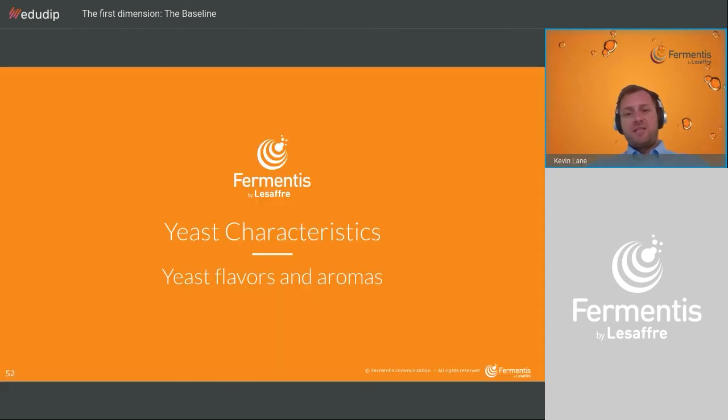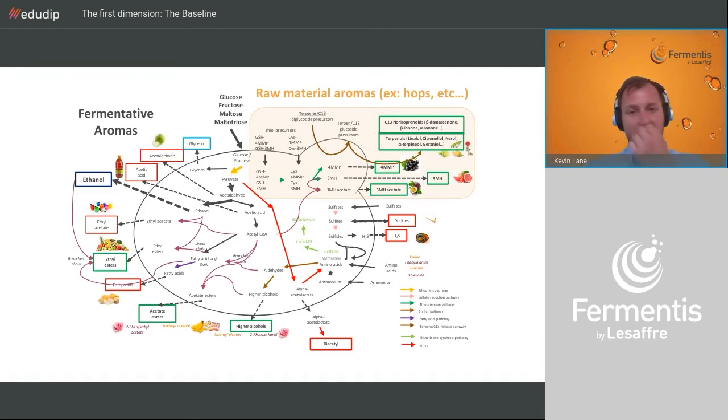Now we're getting to the really complex part of yeast flavors and aromas, and I apologize because now I have even less time than I thought I was going to when I got to this part of the presentation. But here, this is a diagram that we use internally in Fermentis. I'm not going to go through this extensively. Again, I think we could spend an entire webinar going through this diagram itself. What I wanted to show with this is that you have some inputs into the yeast that can then create a lot of different products in the end.